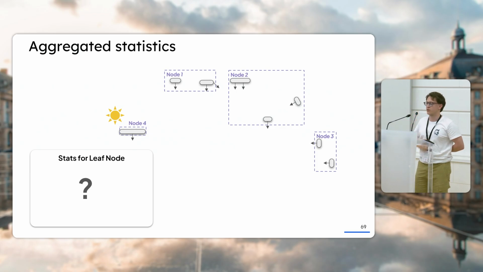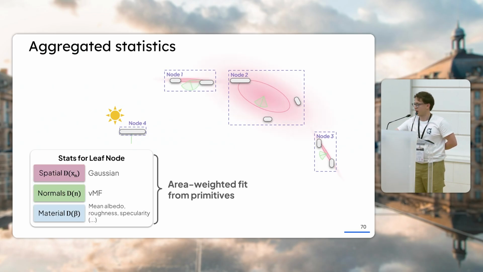What we do is we start from the leaf nodes, which contain simple primitives, where we are able to just perform an area-weighted fit of these primitives. Spatially we get a Gaussian, as I've said, normals a BMF, and from the material, we take the mean of some of these properties: mean albedo, mean roughness, mean specularity.